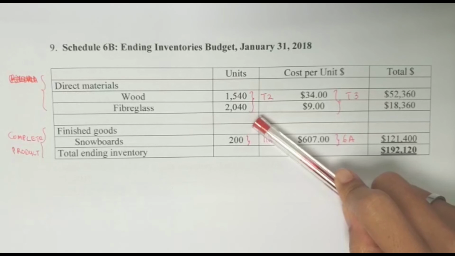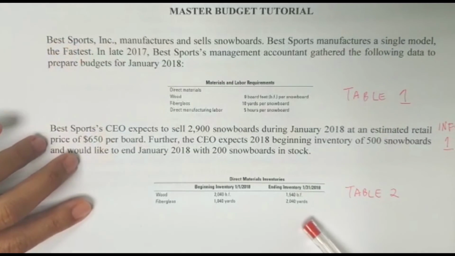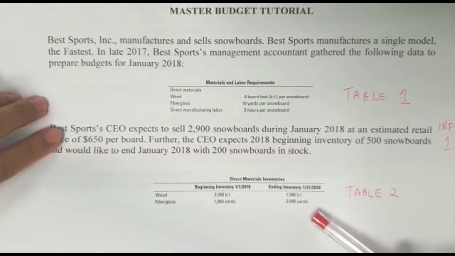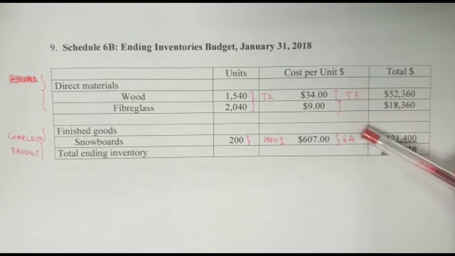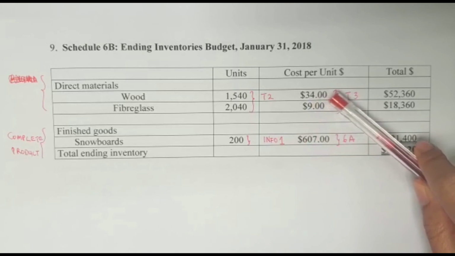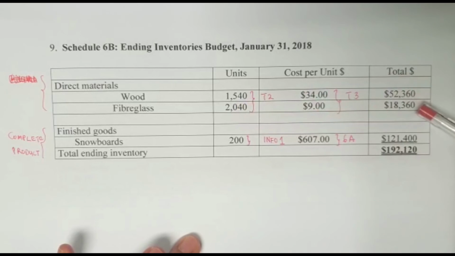Now we look back at table 2 at the beginning of the question. Here is table 2, and this is the information that I want to show you, 1540 and 2040. The cost per unit based on the information in table 3 for the year 2018 is 34 ringgit and 9 ringgit respectively, and we multiply these figures, and you can get 52,360 and 18,360. That is for direct material.